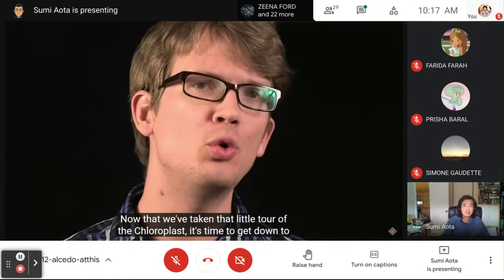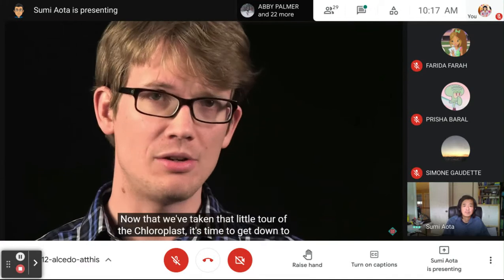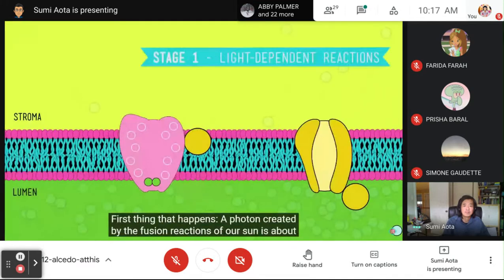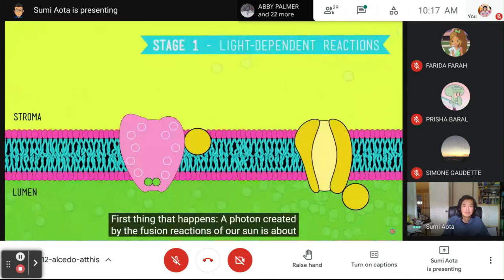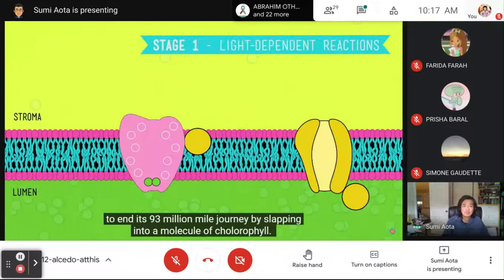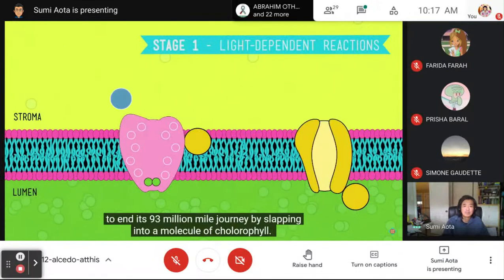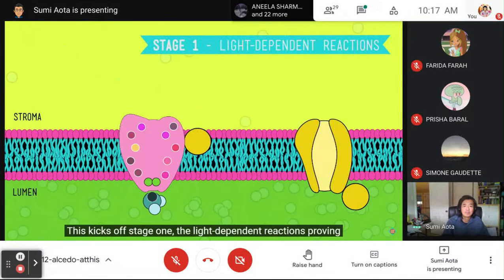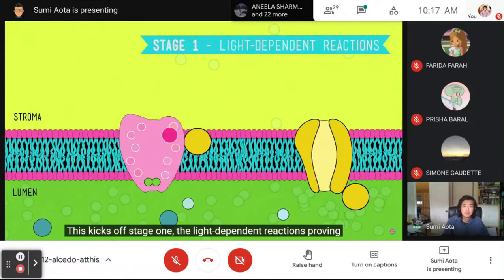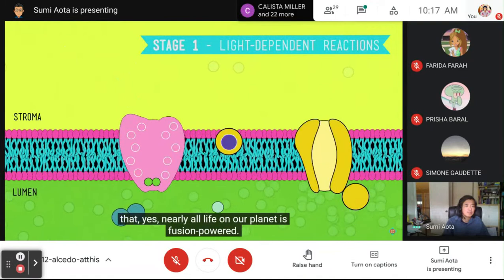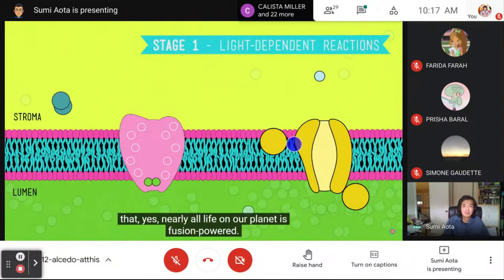Now that we've taken our little tour of the chloroplast, it's time to get down to the actual chemistry. First thing that happens, a photon created by the fusion reactions of our sun is about to end its 93 million mile journey by slapping into a molecule of chlorophyll. This kicks off stage one, the light-dependent reactions, proving that yes, nearly all life on our planet is fusion powered.